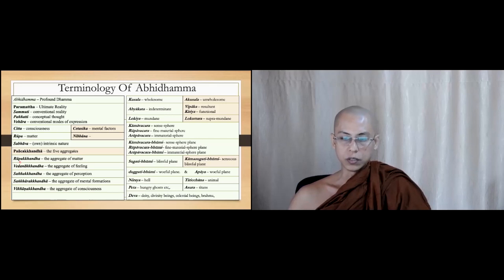That's why we just need to learn about the previous word, the first part of the word. Rupa is matter, and Vedana is feeling. Sanya is perception. Sankhara is mental formation, and Vijnana is consciousness. In this way, we can understand the combination of the word.